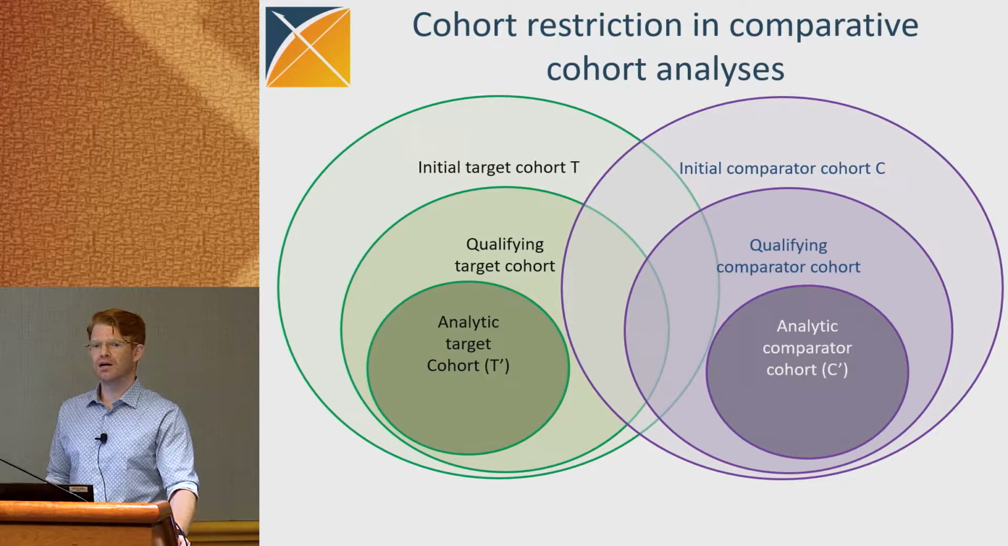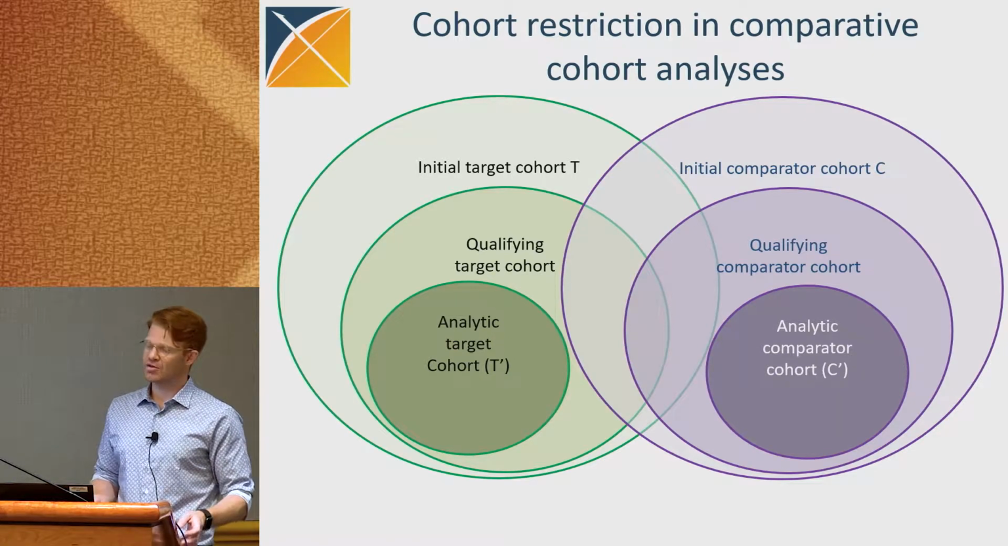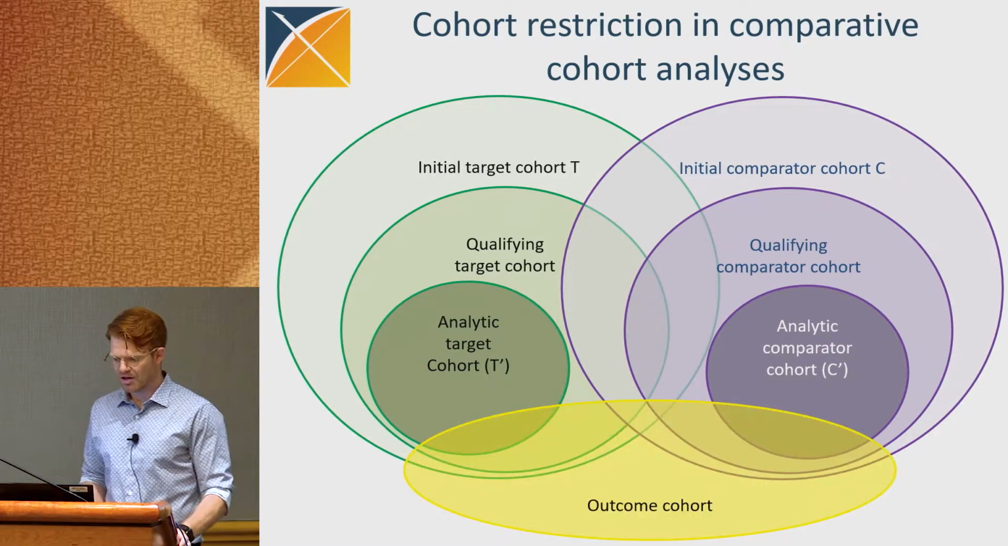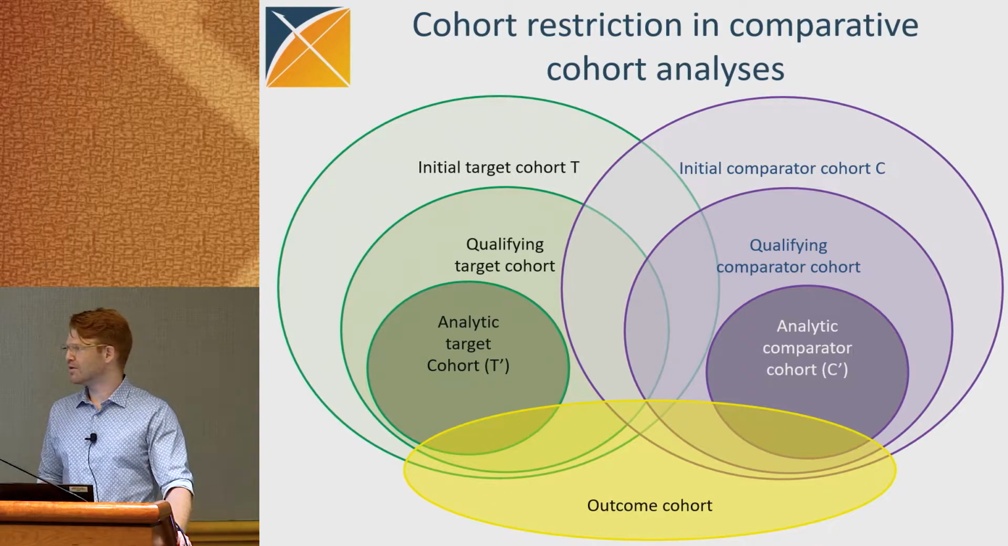After you fit your propensity score model, generate a score for each person, and match on that basis, you will actually end up with a smaller set of those two groups. In this case, it's these smaller circles in the middle we call T prime and C prime. Once you've evaluated whether these are comparable, balanced, exchangeable groups, only then would you start to make comparisons between the rate at which an outcome has occurred.